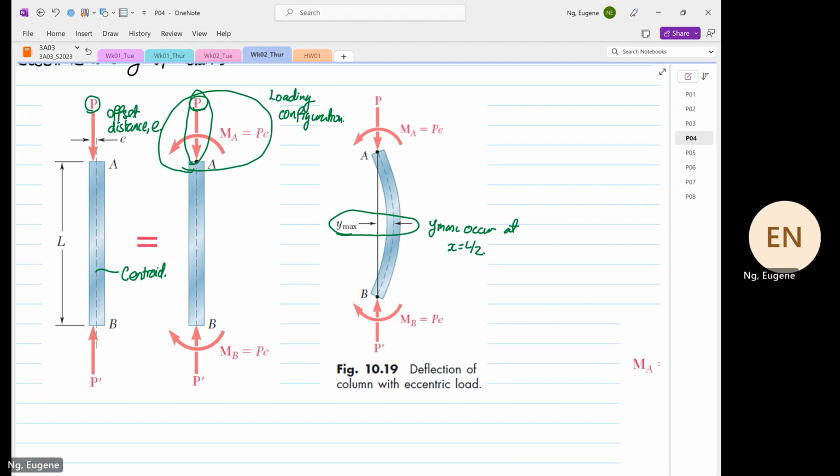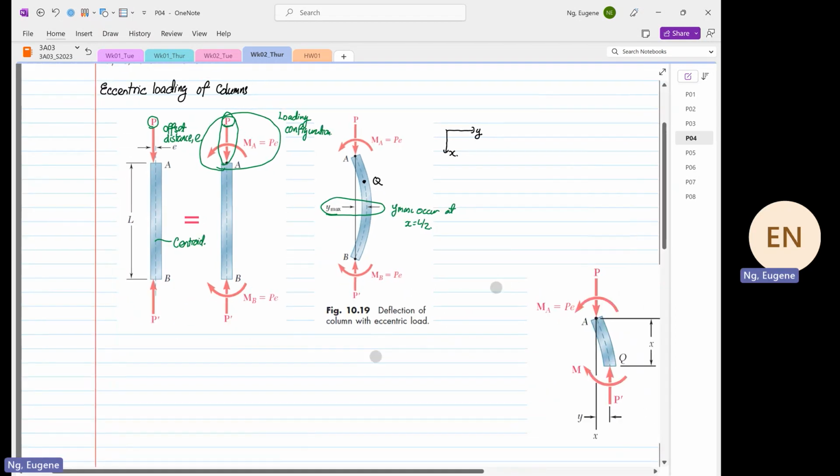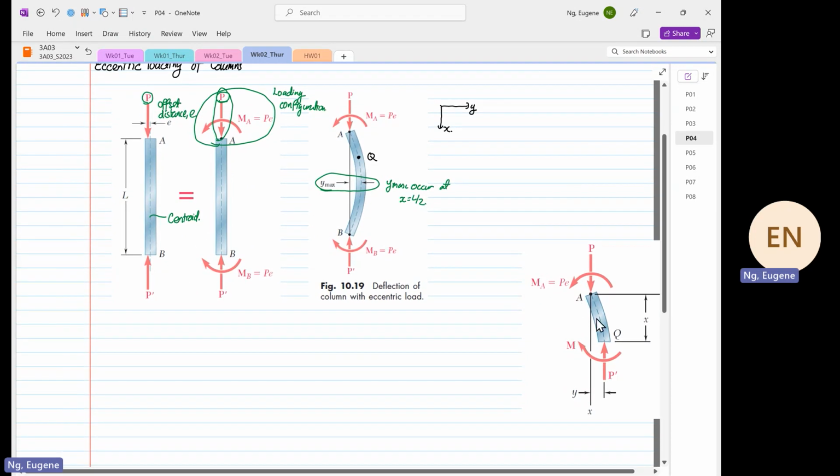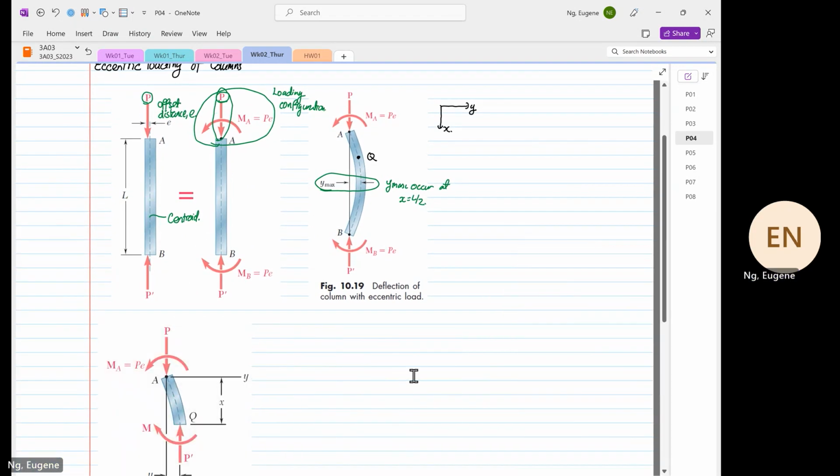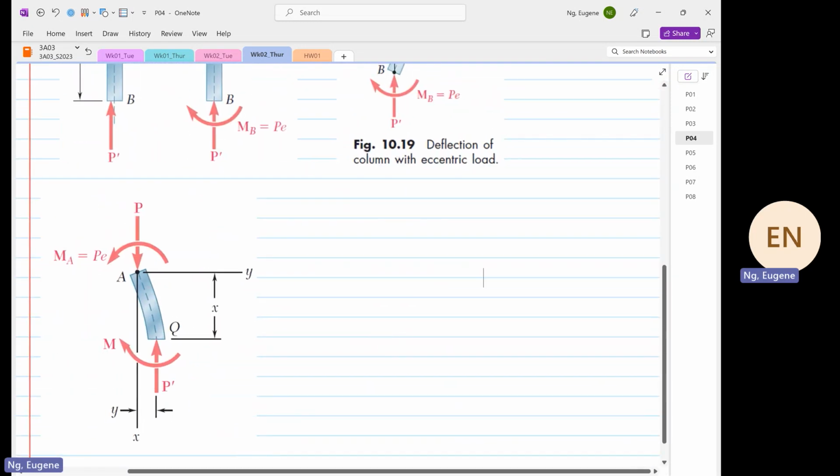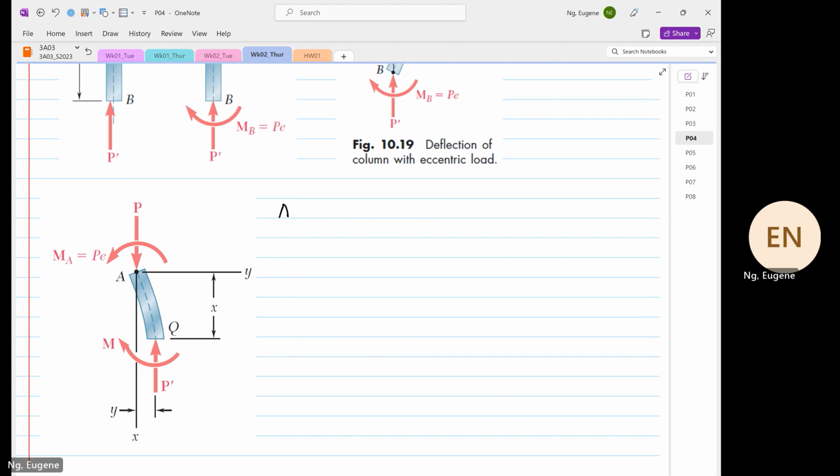Now I have to draw our transformation. This is our Y, and this is our X. If we pick a point Q over here and draw the free body diagram, which I've done over here, this is at point Q. So, moment at Q now.